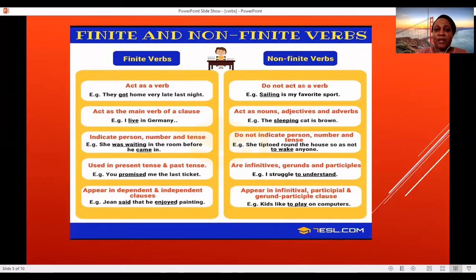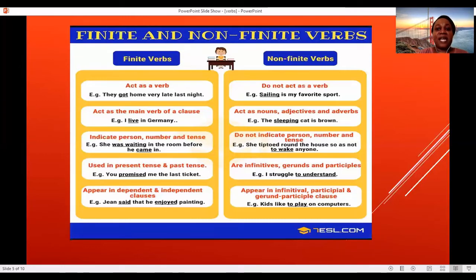Non-finite verbs do not indicate person, number, and tense. That's what they do not do. She tiptoed round the house so as not to wake anyone. Next example, finite verbs are used in present tense and past tense. I have already highlighted that as well. You promised me the last ticket.